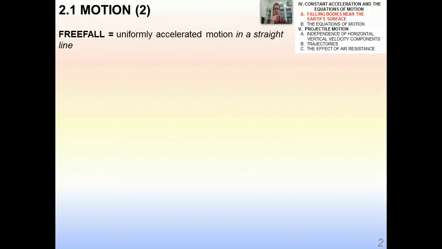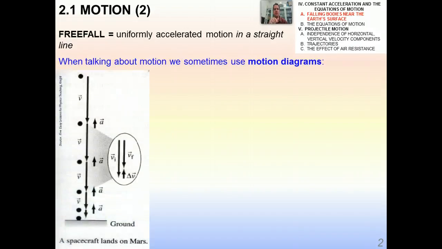Now, free fall is an example of uniformly accelerated motion in a straight line. It's a really good introduction to the equations of motion, which deal with only acceleration in a straight line. We'll deal with acceleration not in a straight line when we deal with circular motion, but for now we're going to keep it fairly simple.